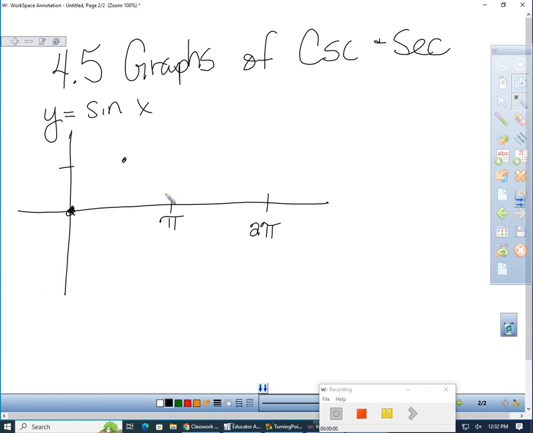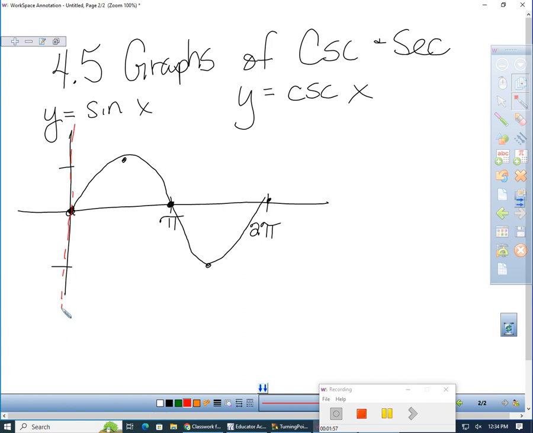All right, so remember that a sine graph started at 0, went as high as 1, was 0 at pi, went as low as -1, and then went up to 2 pi, right? This was our sine graph. So cosecant, I'm going to put it in red here, any place that there is a 0 becomes an asymptote. So we will have an asymptote at the y-axis, an asymptote at pi, and an asymptote at 2 pi.